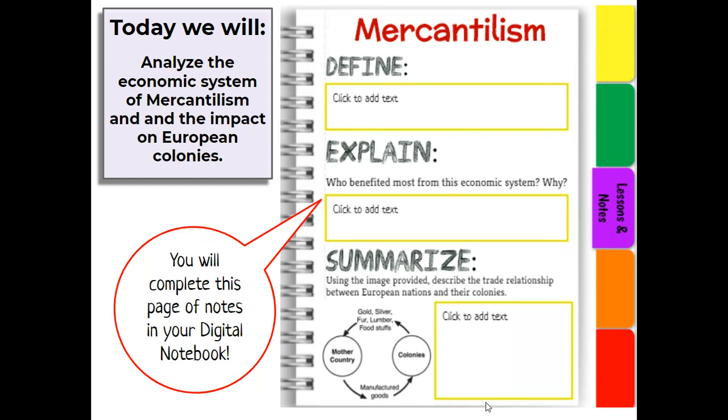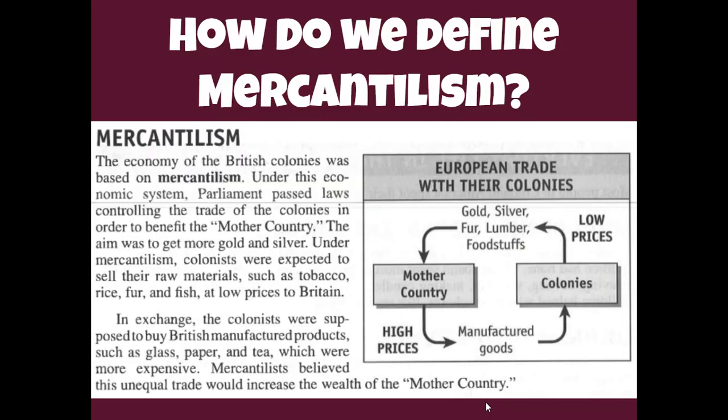And then at the end, you'll be able to summarize using this image provided at the bottom of the page and be able to describe the relationship, specifically the trade relationship between European nations and their colonies. Let's go ahead and get started. So how do we define mercantilism?